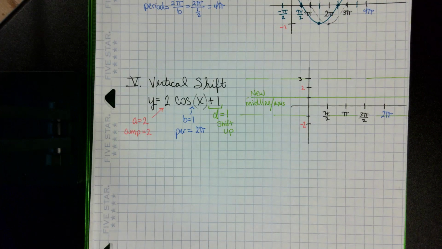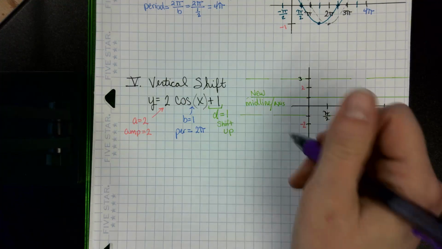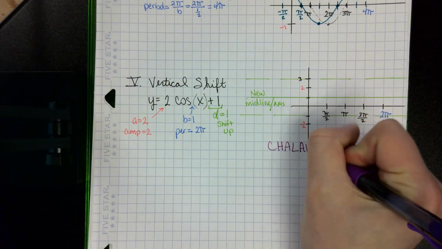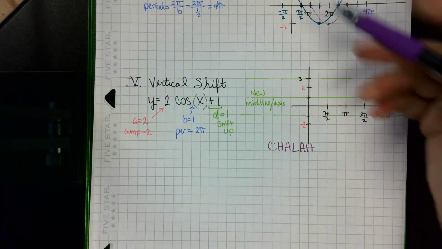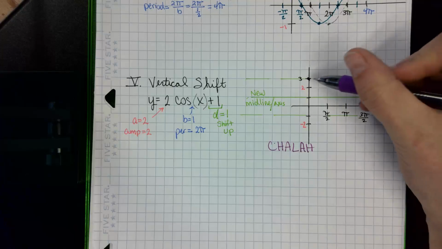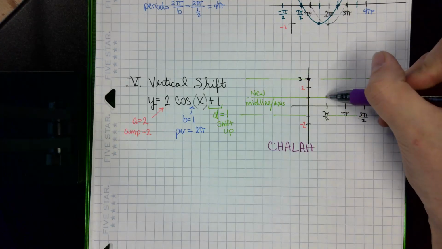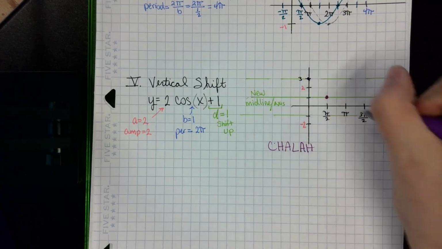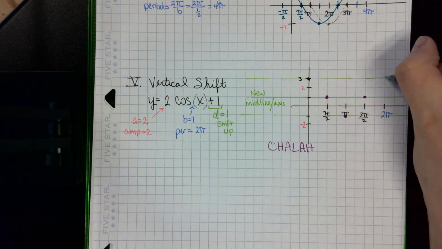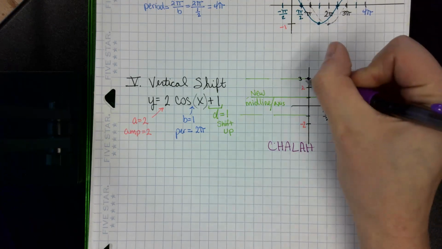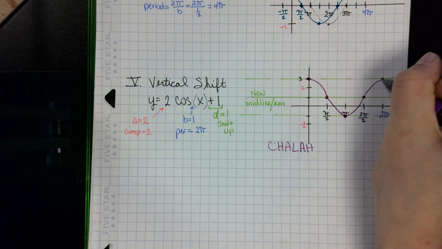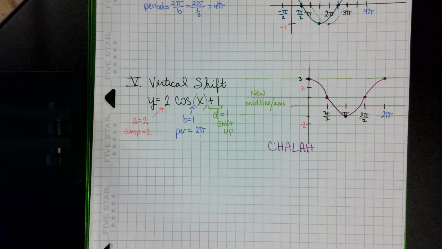And then sketch. Cosine goes high, my new high boundary, and then back to my new axis, and then my new lower, new axis, new high. And there you go.